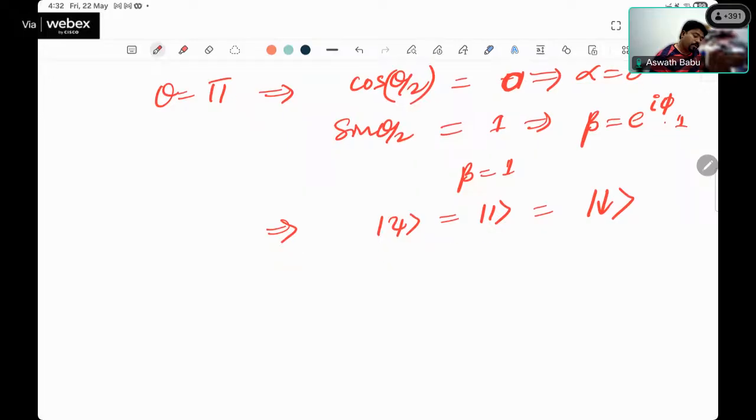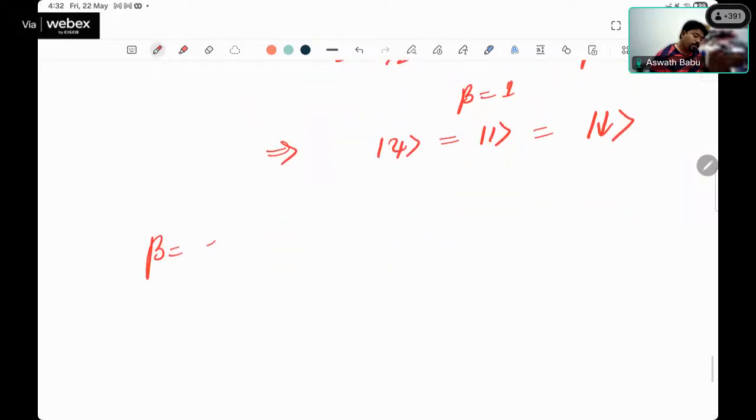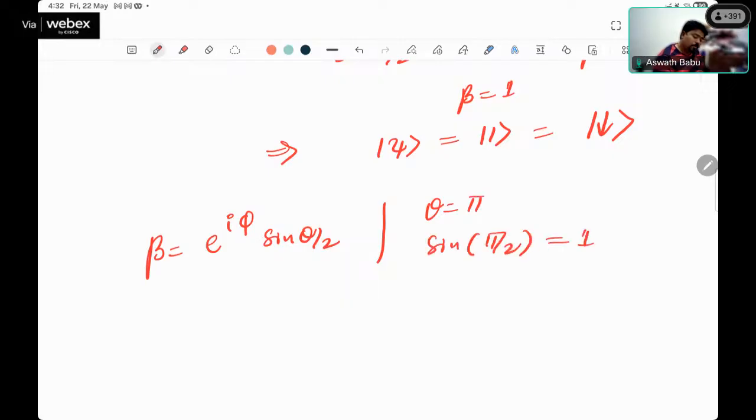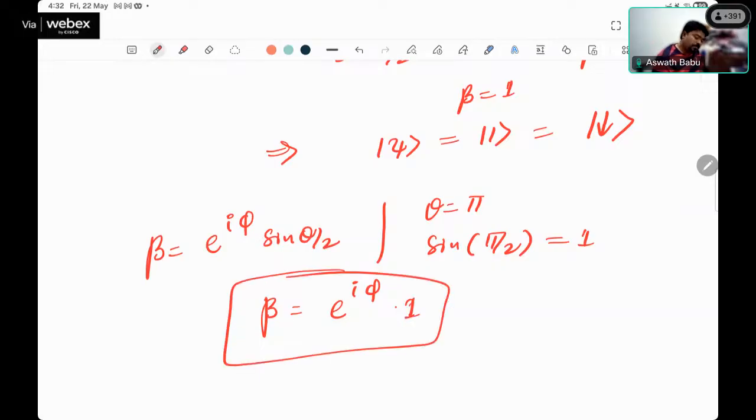What is beta for you? Beta is e^(i phi) sin(theta/2). When theta is equal to pi, sin(pi/2) is equal to 1. So this is equal to e^(i phi) times 1. So e^(i phi) is there. Beta is e^(i phi).